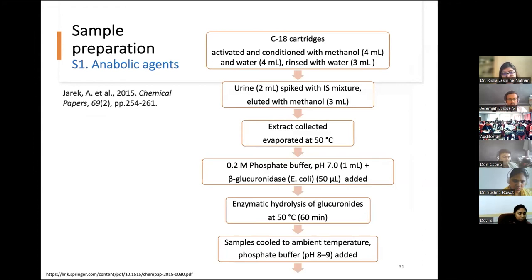They used C18 cartridges. They activated it, conditioned it and rinsed it. Then the urine sample: very little urine sample is required for solid phase extraction methods.